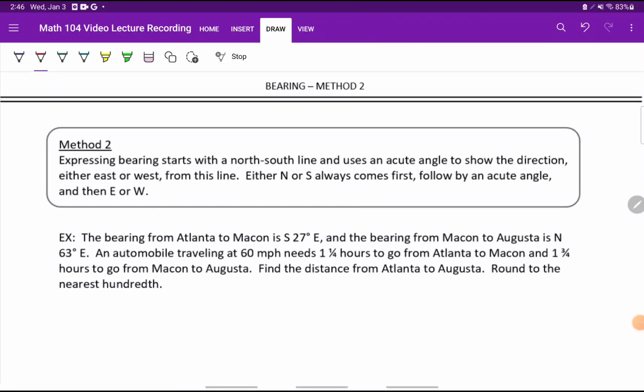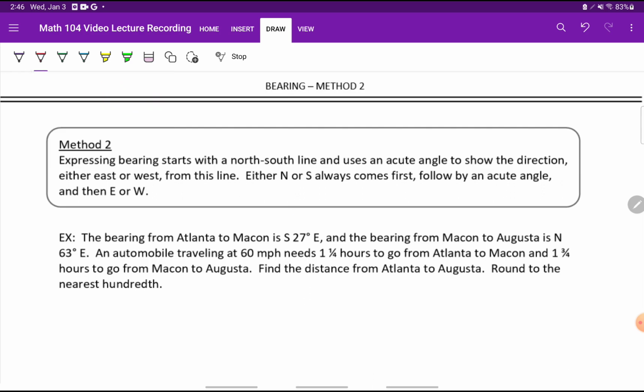This is our second video discussing bearing. In this video, we'll discuss our second method. Expressing bearing starts with either a north or a south line and uses an acute angle to show the direction, either east or west, from this line. Either north or south always comes first, followed by an acute angle, and then east or west.